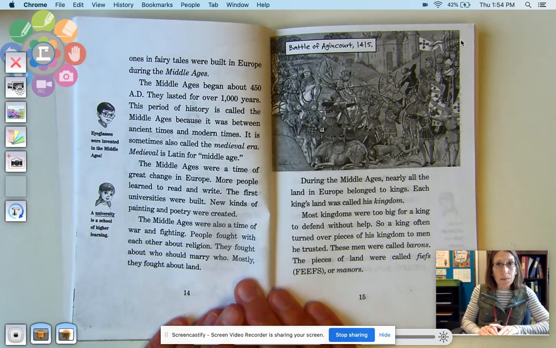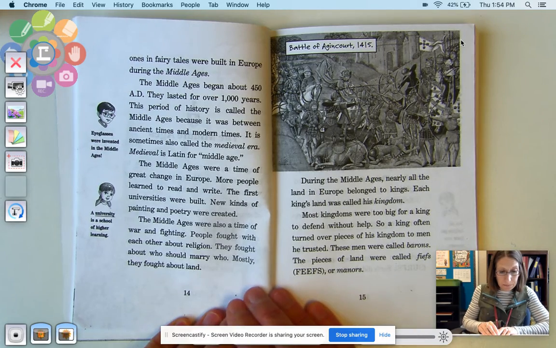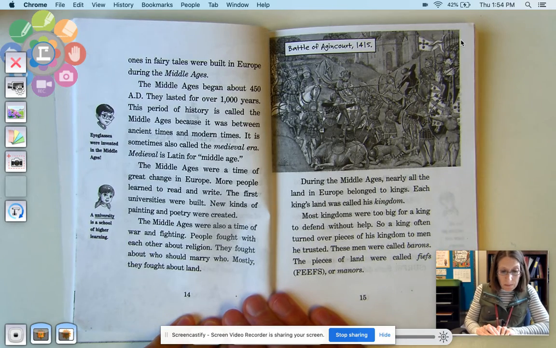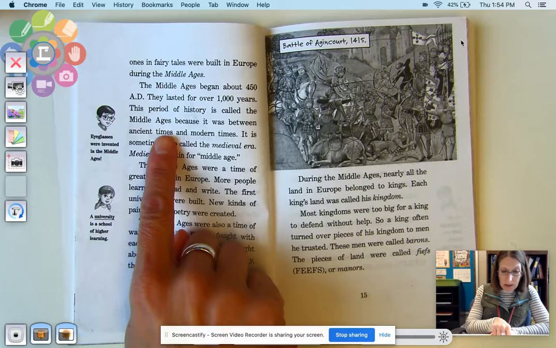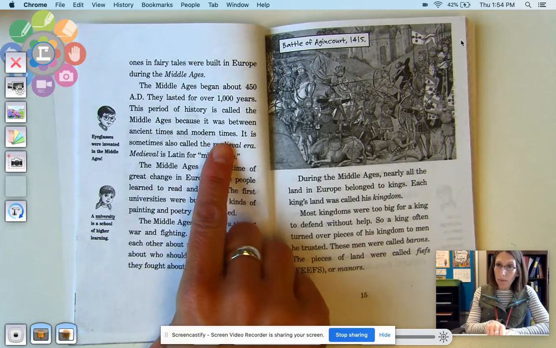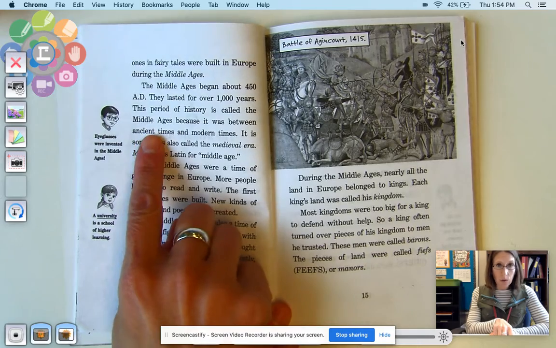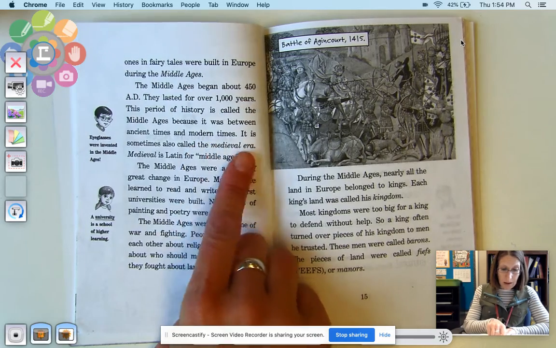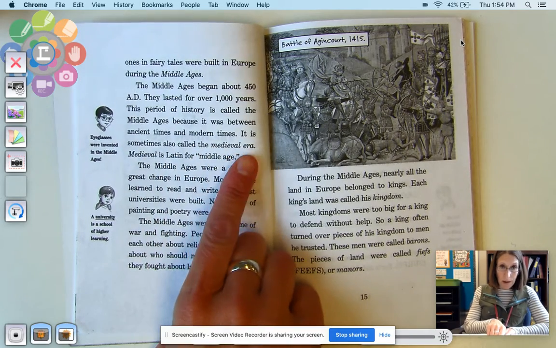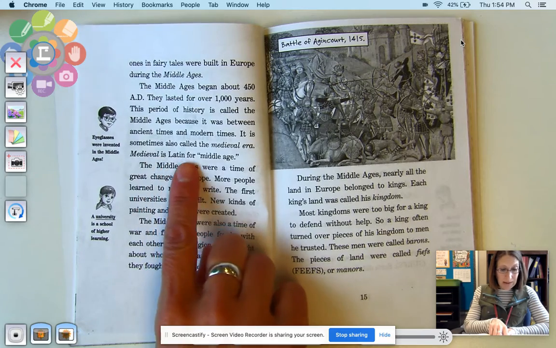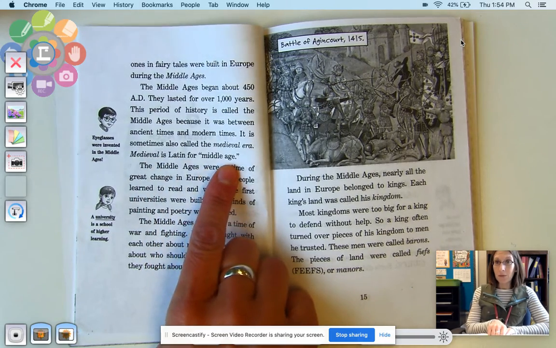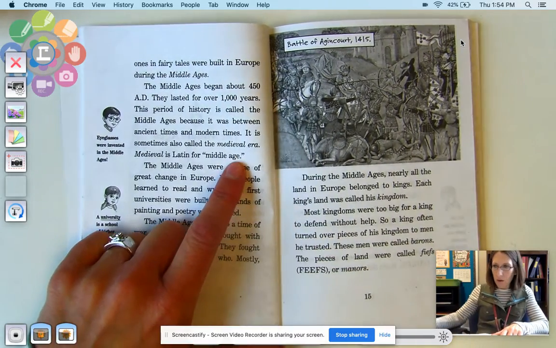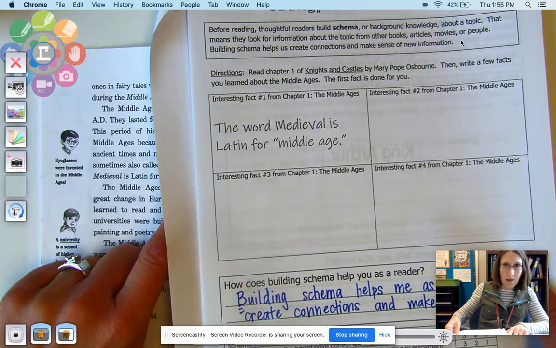The Middle Ages began about 450 AD. They lasted for over 1,000 years. This period of history is called the Middle Ages because it was between ancient times and modern times. And if you were at Nova in first grade, you learned more about ancient times. And right now, we're in the modern times. It is sometimes also called the medieval era. Medieval is Latin for middle age. Ooh, we can tell Magister Reynolds we learned medieval means middle age. And also, that is one fact that is already here on our page.